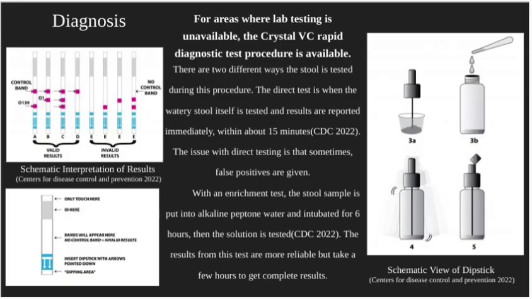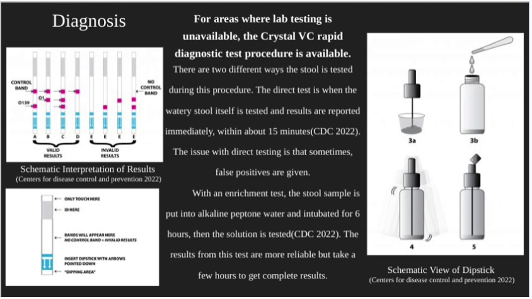The diagnosis of cholera. Symptoms alone cannot guarantee a patient has cholera. Lab testing is done on stool samples. For areas where lab testing is unavailable, the Crystal VC rapid diagnosis test procedure is available. There are 2 different ways the stool is tested during this procedure.